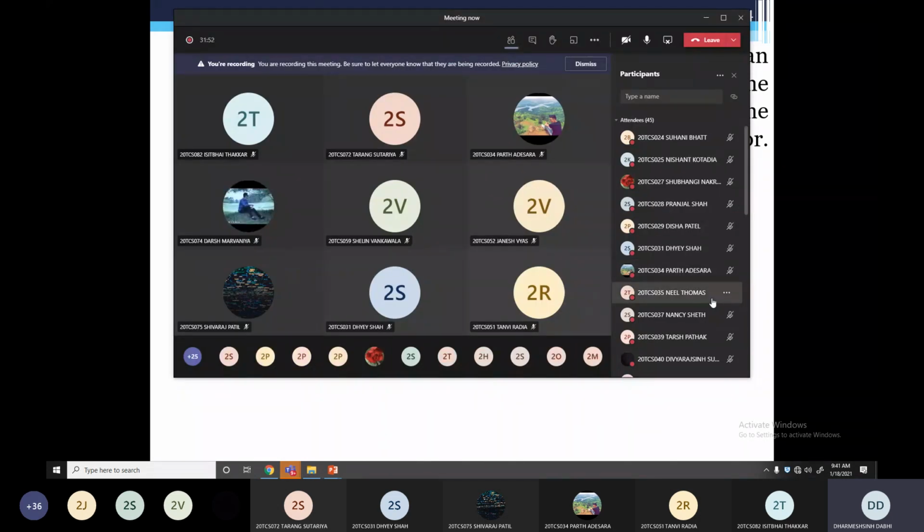35 number, Neil. Give me the answer. What is the value of R? Sir, R value 20. Yes, very good. All of you get the answer, value of R.